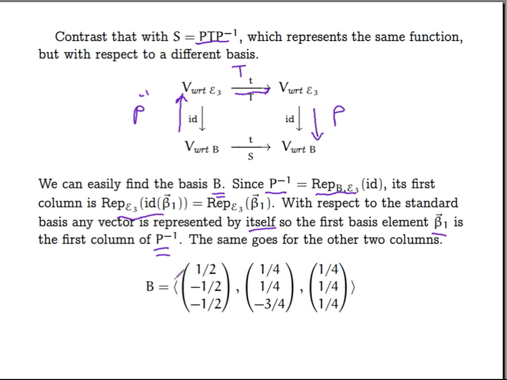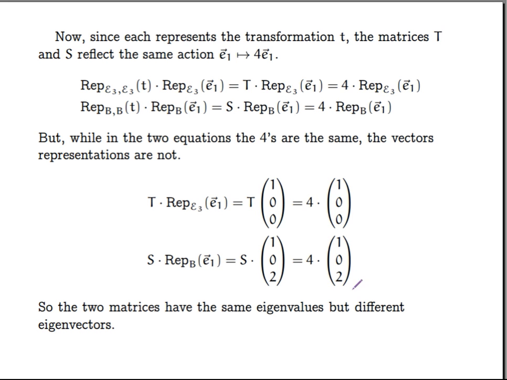All right, now, since both S and T represent the transformation T, the matrices T and S reflect the same action. E1 goes to 4E1. So here we should have a T here because we're talking about how the linear transformation T will take the standard basis E1 to 4E1. We also have E2 goes to 8E2, and we have E3 goes to 12E3. We saw that from the form of the matrix.